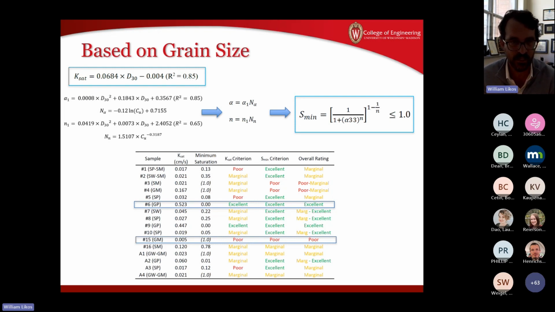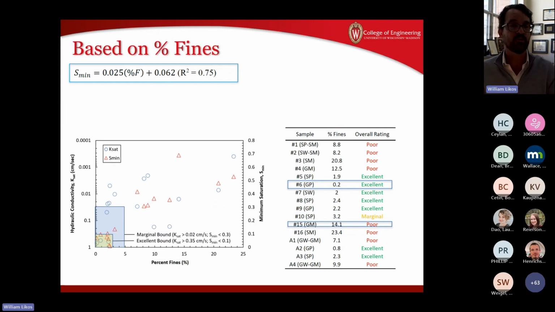And so just highlighting those two from before, number 6 and number 15, again, we have an excellent draining material and a poorly draining material. In a future slide, we'll look at comparisons between direct measurements and this indirect estimation approach. Our third approach would be simply percent fines. And so again, using sieve analysis to calculate or to measure percent fines.